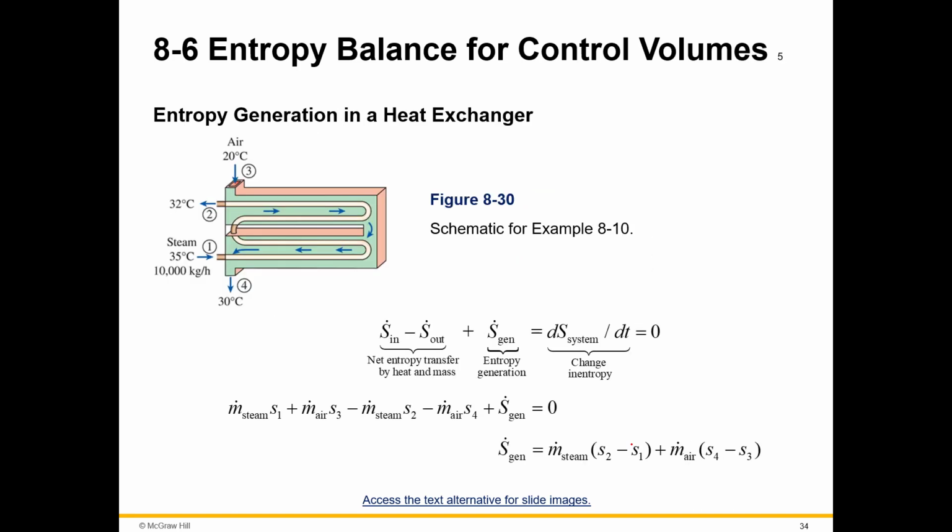And then entropy generation in a heat exchanger. So you see this heat exchanger. And again, not too much. What we do is we just take that same formula and we account for the different states and the different working fluids. So here we've got the mass flow rate of the air and then the mass flow rate of the steam.